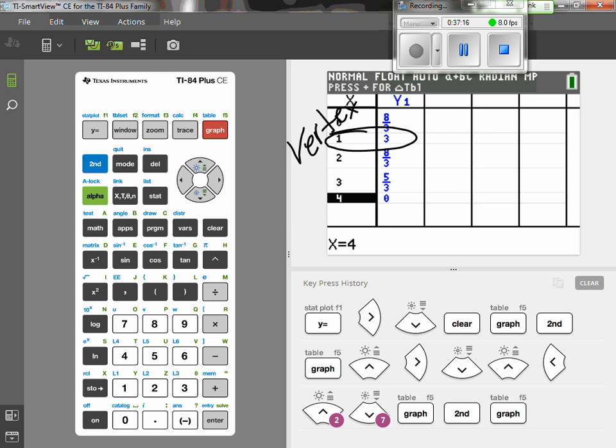So any questions on this here? This graphing calculator will tell us what it is, but we just have to plug in some numbers first. That's it.